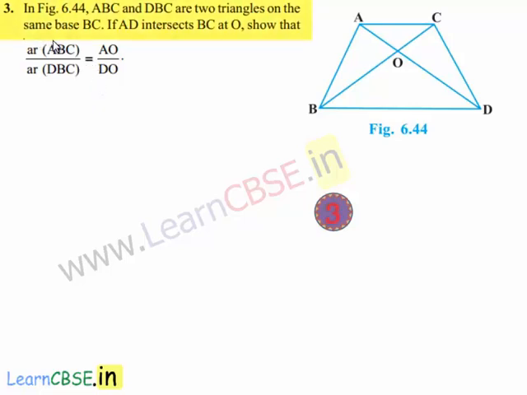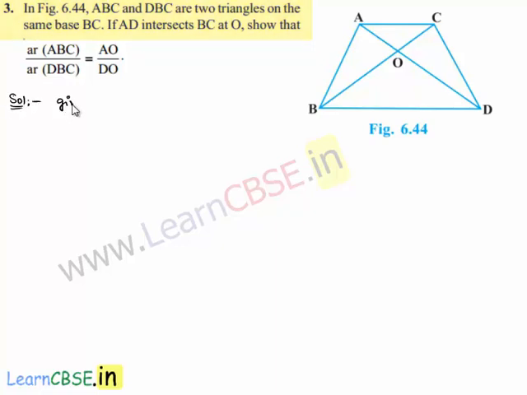Moving on to the third question. In figure 6.44, ABC and DBC are two triangles on the same base BC. If AD intersects BC at O, show that area of triangle ABC by area of triangle DBC is equal to AO by DO. Now moving on to the solution.